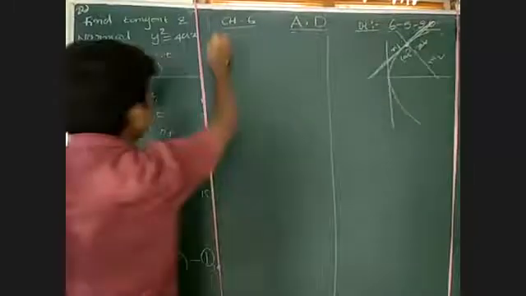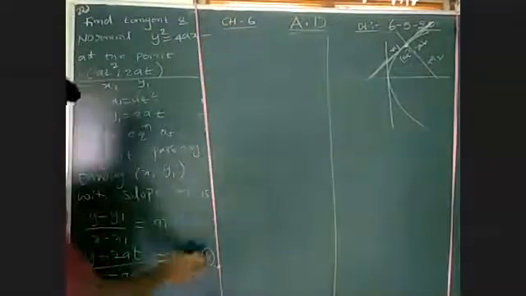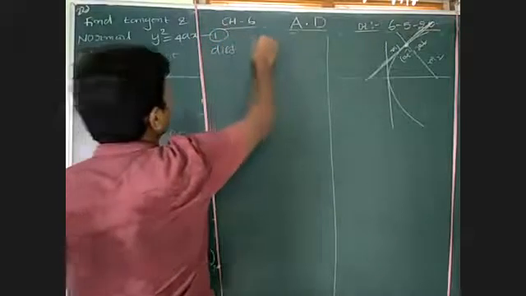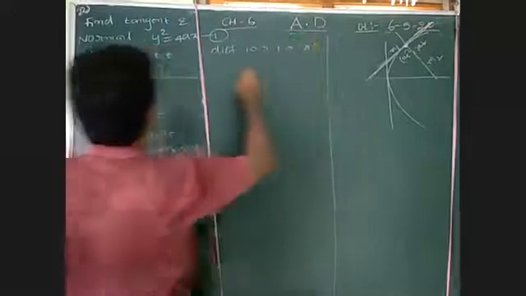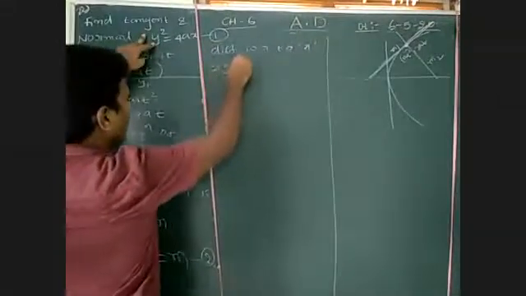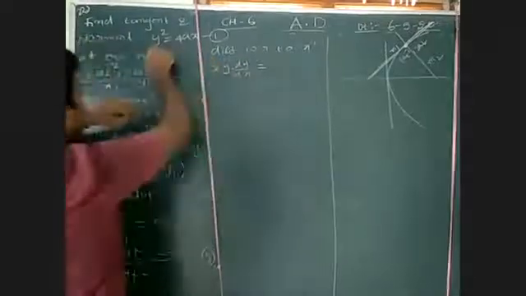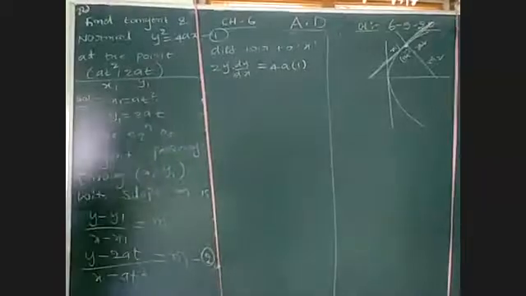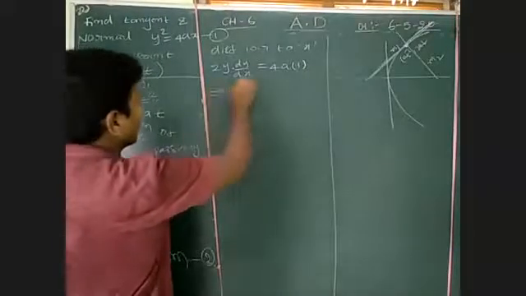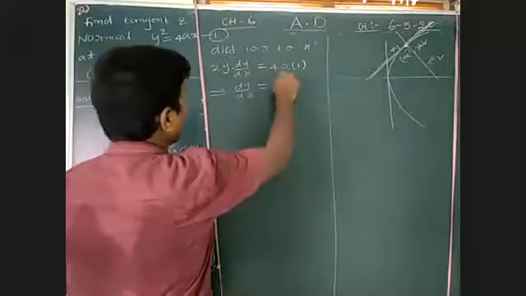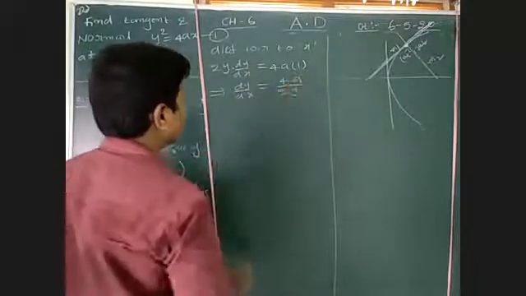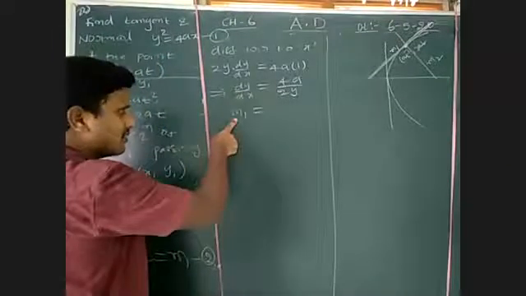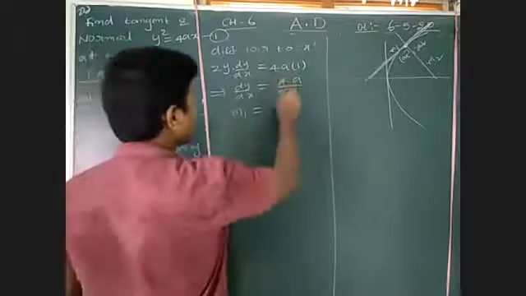Okay, differentiate. Let us take this as equation 2, and this is equation 1. Differentiate equation 1 with respect to x. Y square gives 2y dy by dx, with respect to x, equals 4a into the derivative of x, which is 1. Which implies dy by dx is equal to 4a by 2y. This dy by dx always represents m1, so m1 value is 2a by y.